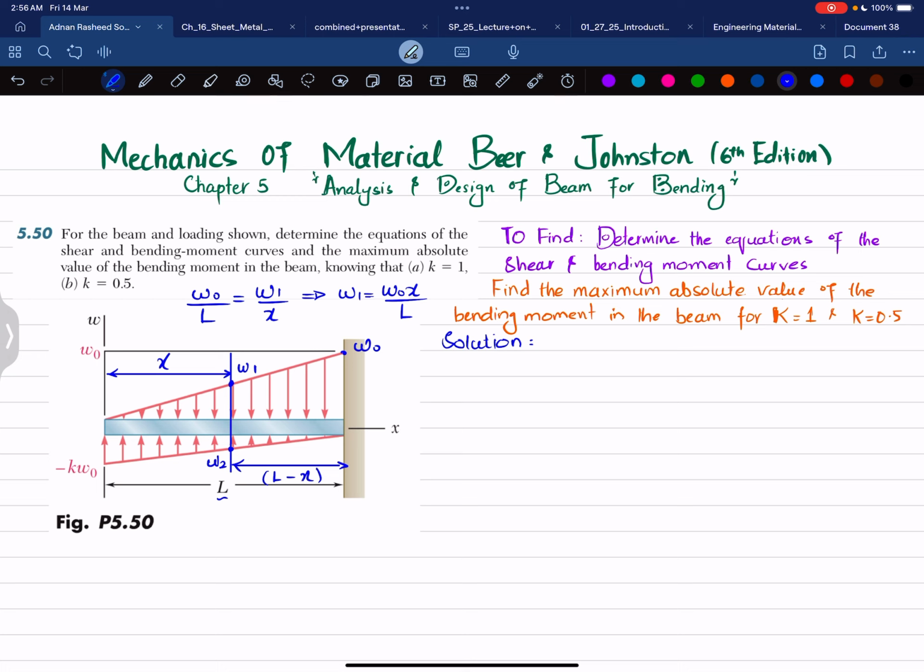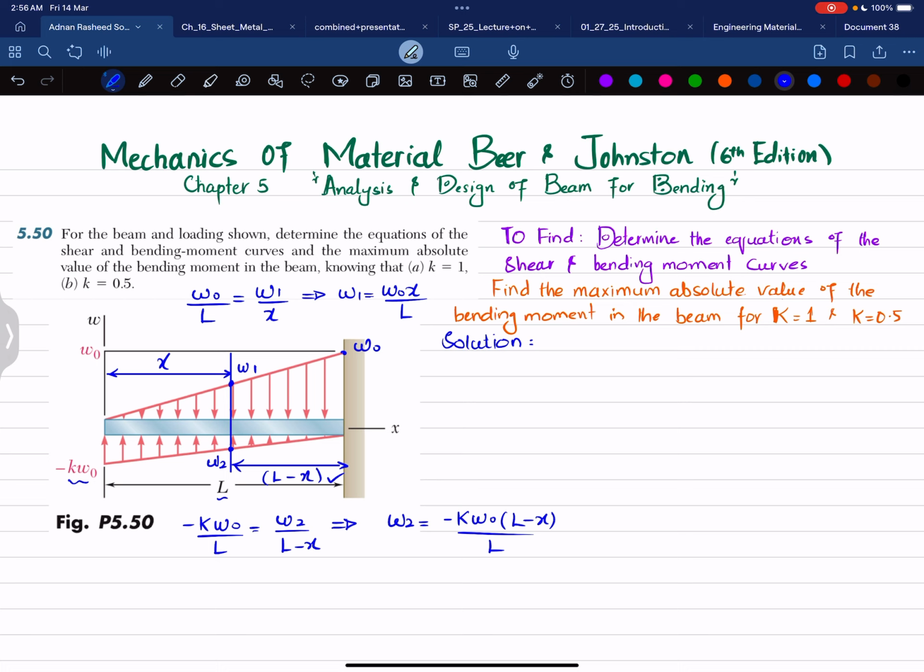Now for W2, you can see we have two triangles below. One is this one, clear, and the second one will be this one, clear. So we will take the ratio of their sides, which will be the same. So minus K into W naught over this entire length L will be equal to this W2 over the length of L minus x. So what we will get here is that W2 will be equal to minus K into W naught into L minus x divided by L.